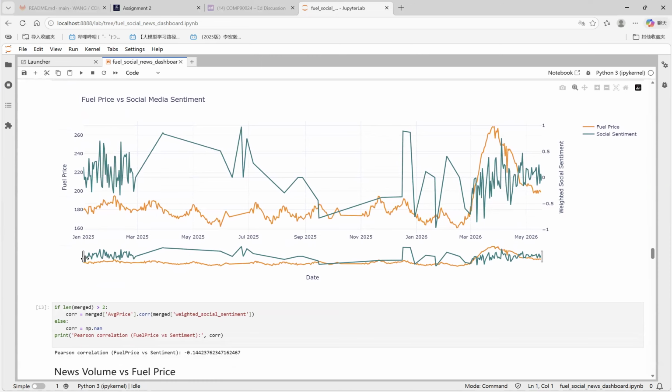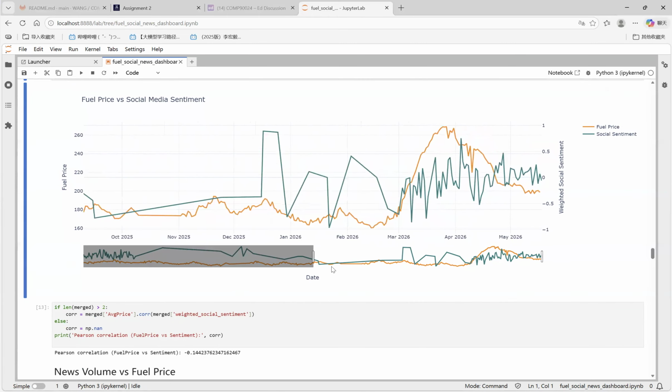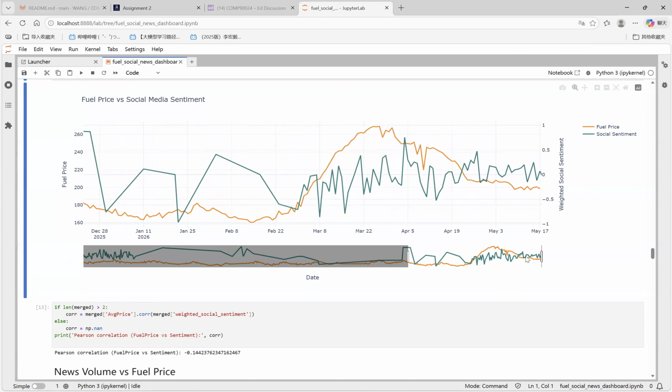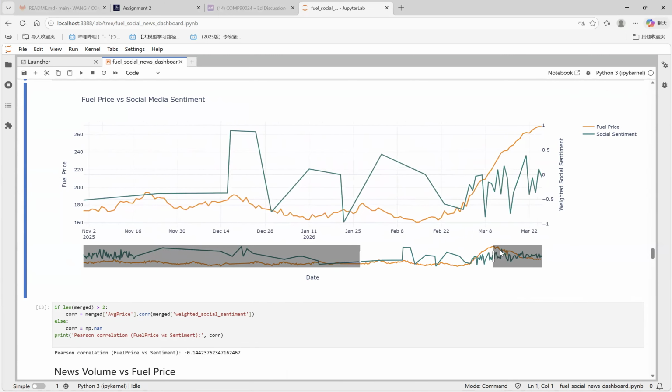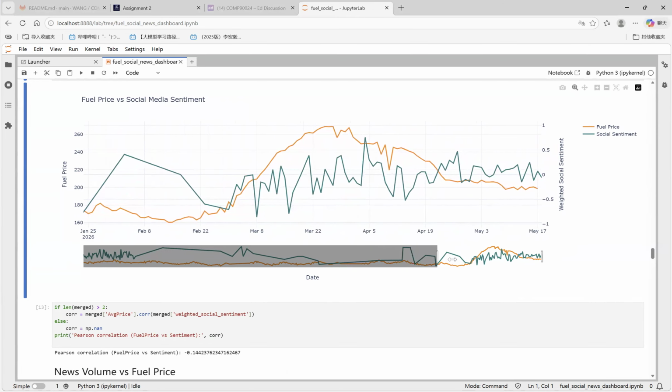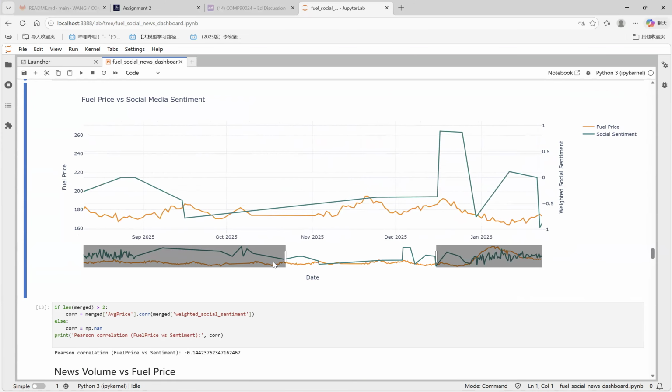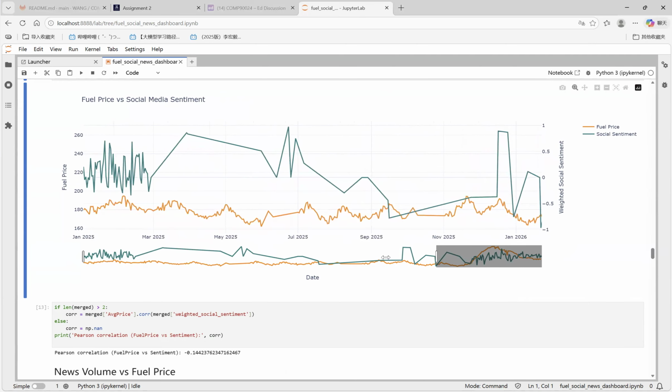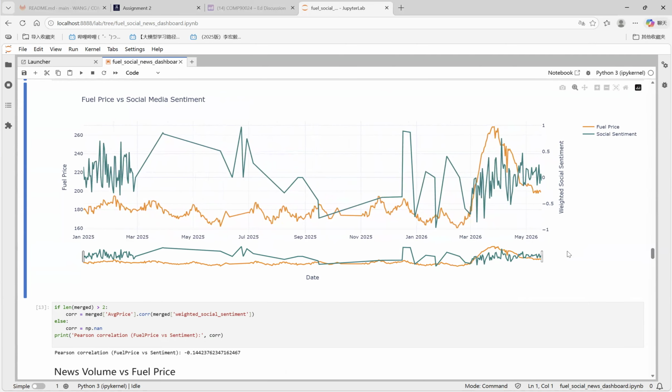And the next figure compares fuel price with social media sentiment. This figure helps us explore whether public sentiment changes when fuel prices change. For example, it allows us to observe whether sentiment becomes more negative during periods of higher fuel prices. However, this figure is mainly used for exploratory analysis. The title also shows one limitation: the fuel price data and the social media data did not fully overlap. Because of this, we should not use this figure to make a strong causal claim.